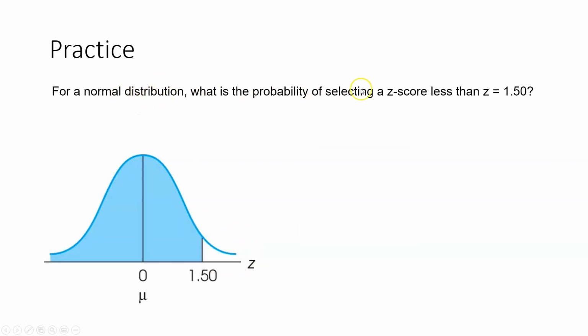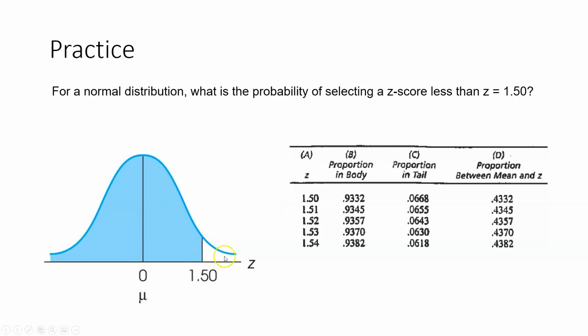For a normal distribution, what's the probability of selecting a Z-score less than Z of 1.5? Please pause your video. You should find that, again, the Z for 1.5 is listed at the top of a column in your table. That 1.5 has an associated proportion in the body of 0.9332, because that right there is the big, bulky body portion of the distribution. 0.9332, 93% of the scores are below a Z of 1.5.